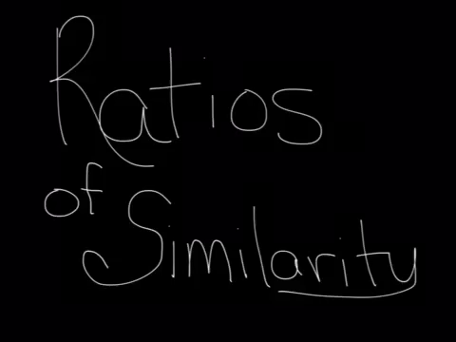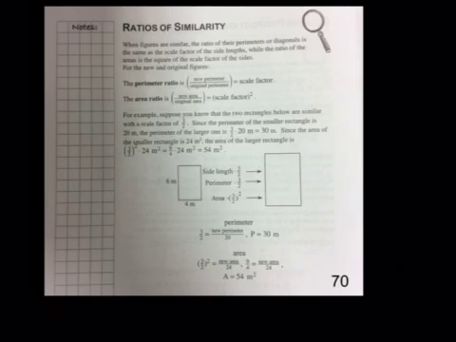Okay, today we're going to take a look at ratios of similarity. You're going to need your toolkit, a calculator, a pencil, and a highlighter. All right, we're on page 70 of your toolkit, and we're going to take a look at this toolkit entry.